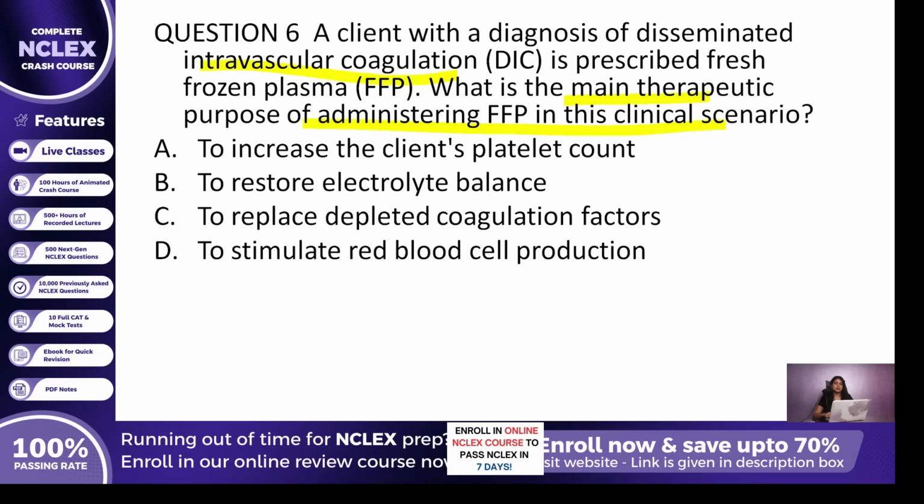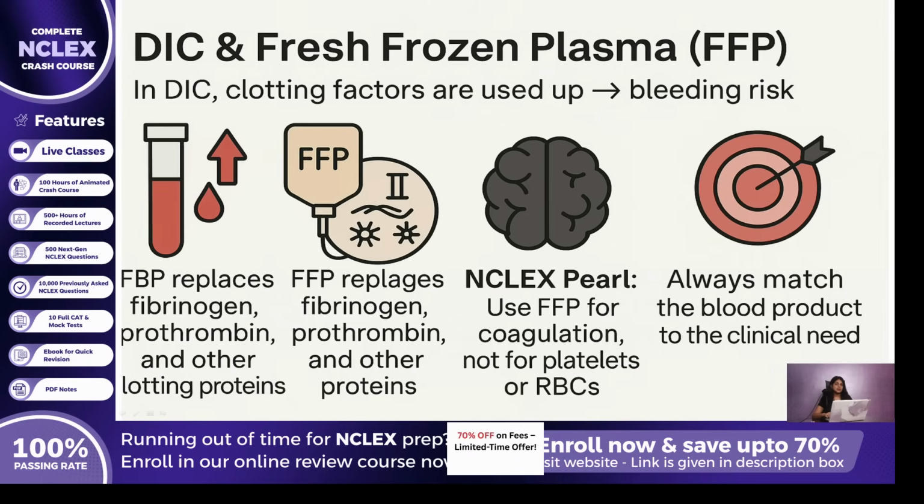The correct answer is option C. To replace depleted coagulation factors. In disseminated intravascular coagulation, clotting factors are rapidly consumed, leading to both clotting and bleeding. FFP provides essential clotting proteins like fibrinogen and prothrombin, helping to restore hemostasis and reduce bleeding risk. NCLEX pearl: in DIC, FFP supports coagulation, not platelets or red cells. Always match the blood product to the clinical goal.